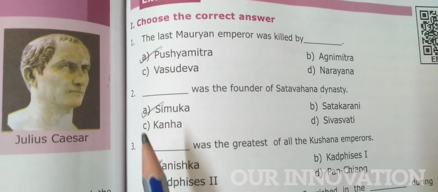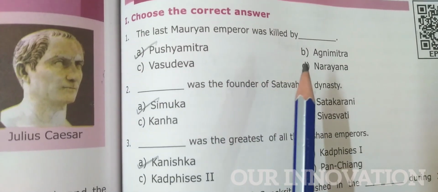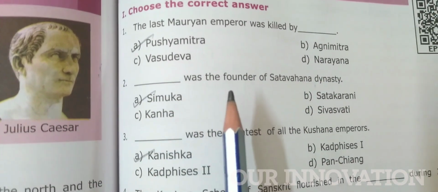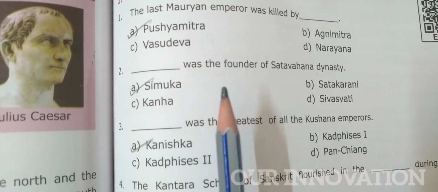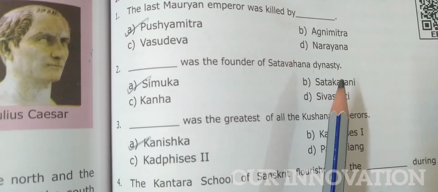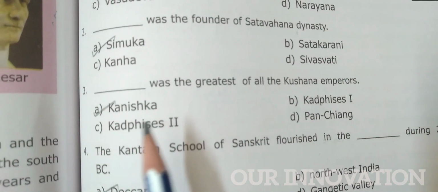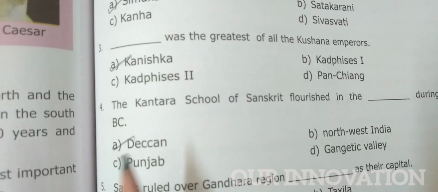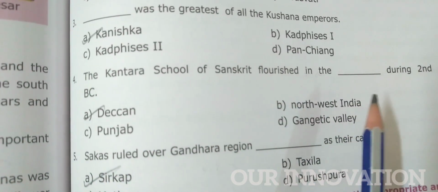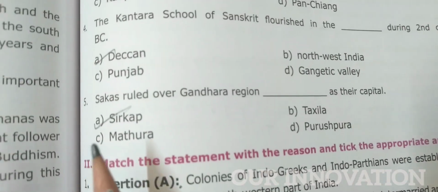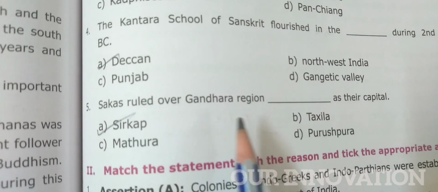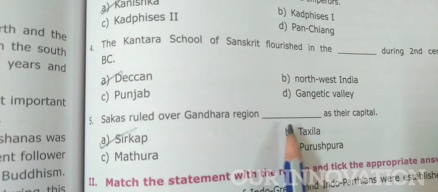Exercise, choose the correct answer. The last Mauryan emperor was killed by Pushyamitra. Simuka was the founder of Satavahana dynasty. Kanishka was the greatest of all the Kushana emperors. The Gandhara school of Sanskrit flourished in Deccan during 2nd BC. Sakas ruled over Gandhara region, Sirkap, as their capital.